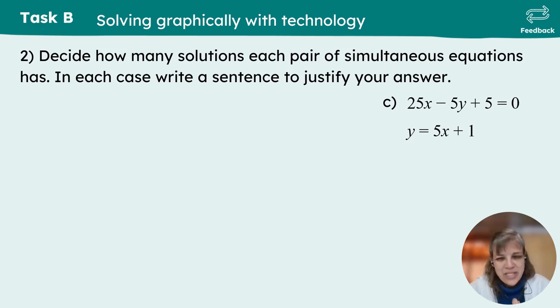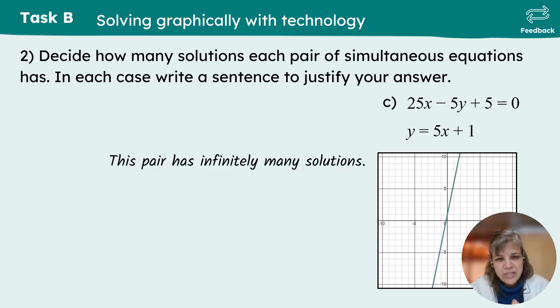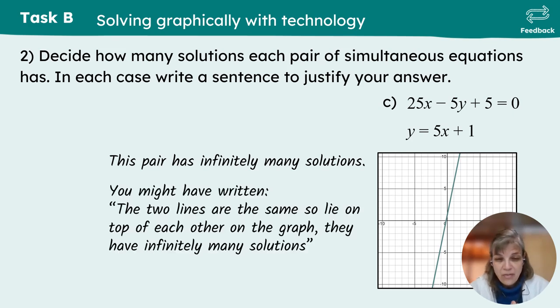This is another interesting case. These lines are actually on top of each other. So what we say is that they have an infinite number of solutions because any xy pair from one line will work for the xy pair from the other line. They lie on top of each other. So they don't just have one place of intersection, they have infinite numbers of points of intersection.